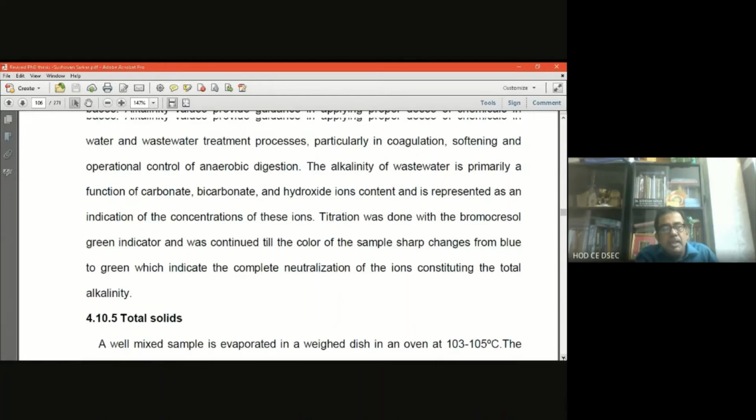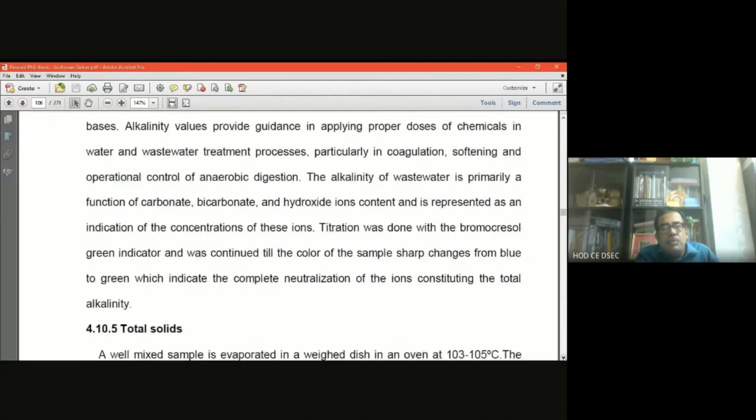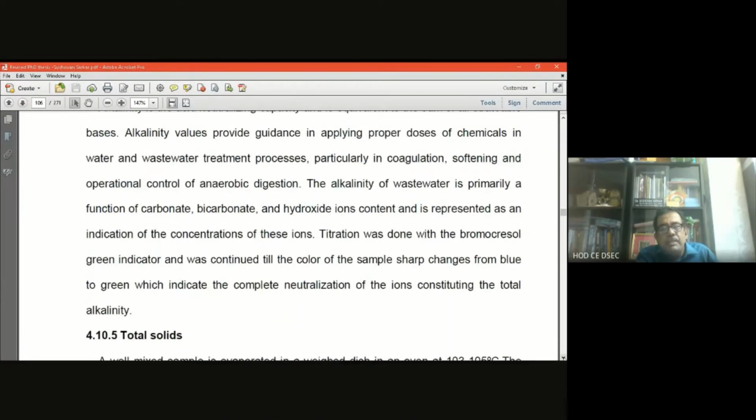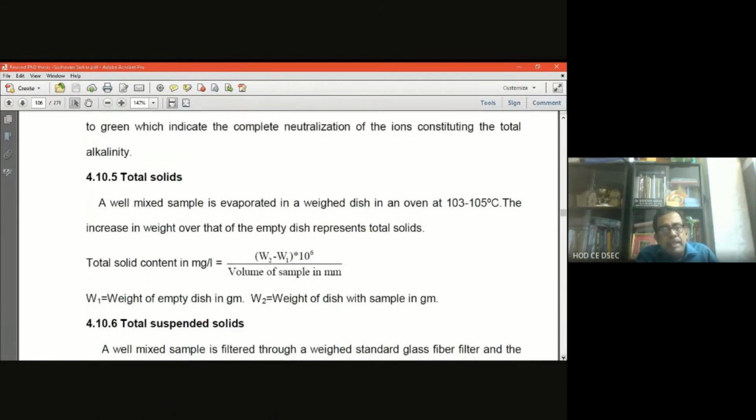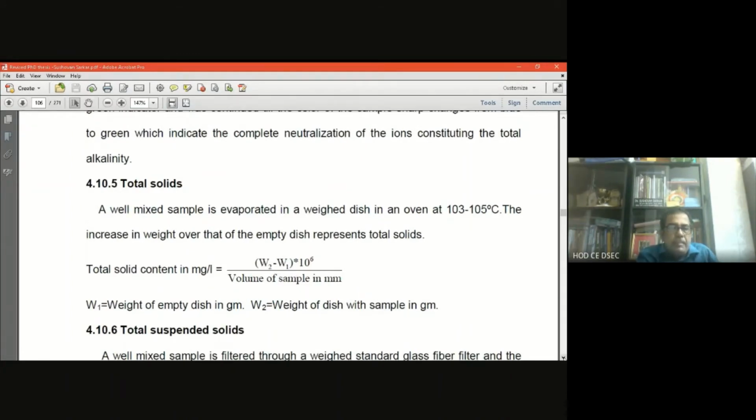So this is the total alkalinity, and I have told you that there is another alkalinity, the phenolphthalein alkalinity, which uses the phenolphthalein indicator. Phenolphthalein alkalinity and total alkalinity are both obtained in the laboratory by using two different indicators. I have described the theoretical part earlier.